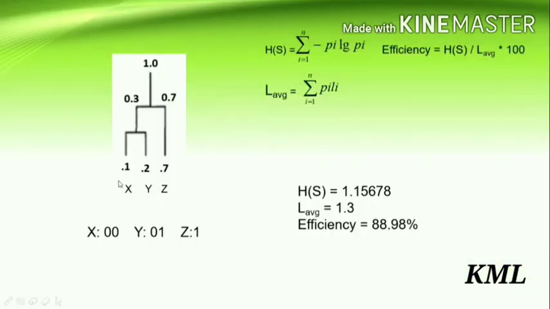So here I have a set of probabilities 0.1, 0.2 and 0.7 and the corresponding source letters are X, Y and Z. Okay, so now let's construct a Huffman tree for this. So how do you go with it?